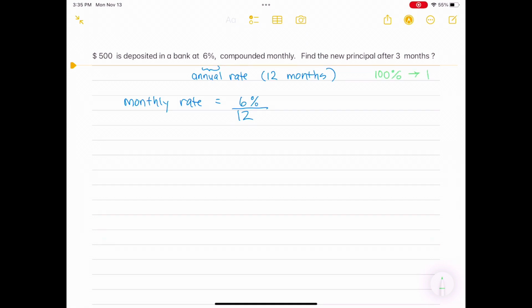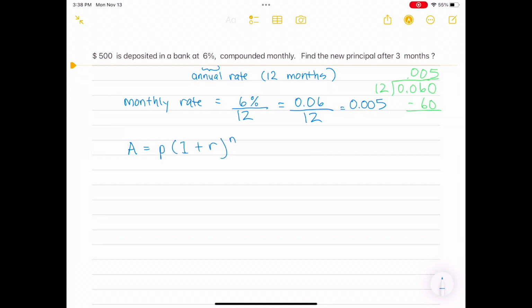Now we convert 6% to a decimal. Back to using our reference, 100% equals 1, to remind us to bring the decimal point 2 places to the left and remove the percent sign to get the decimal. So 6% becomes the decimal 0.06 divided by 12, doing that calculation on the side. So 0.06 divided by 12 works out to be 0.005. So the monthly rate is 0.005, and we can plug that back into the formula.